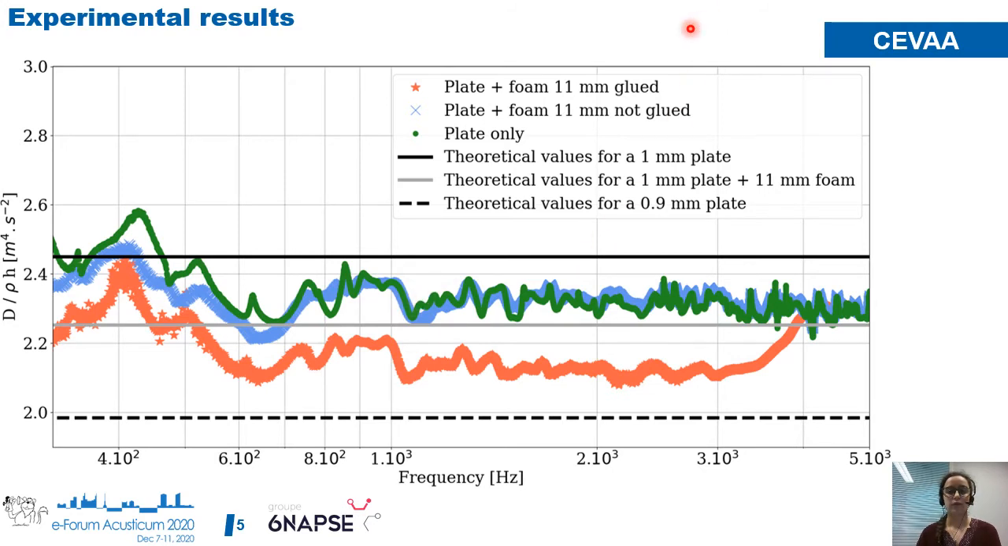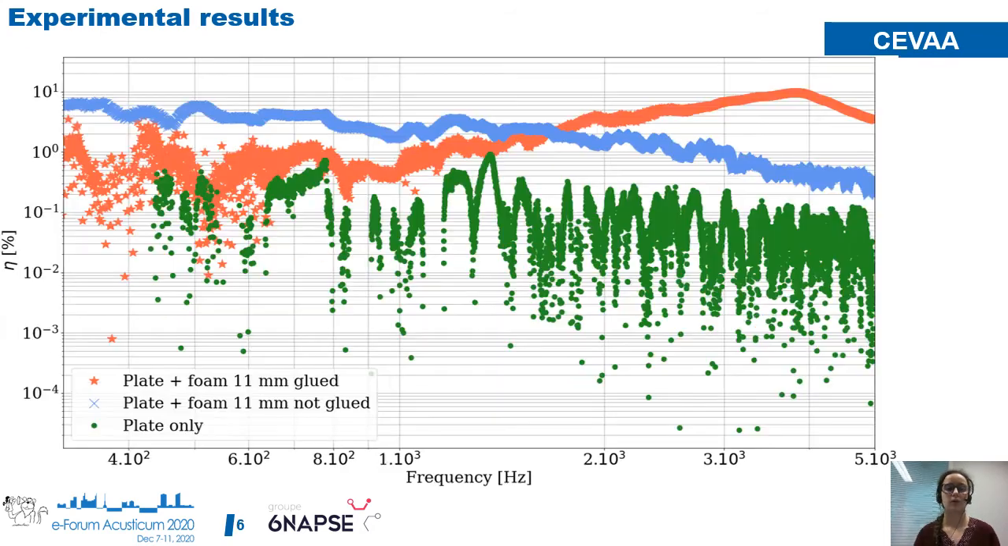When the foam is not glued, the rigidity is almost equivalent to the configuration of the plate alone. It indicates that the foam has no mass effect. The loss factor is now shown as a function of the frequency. The curve colors are equivalent to the previous graph.